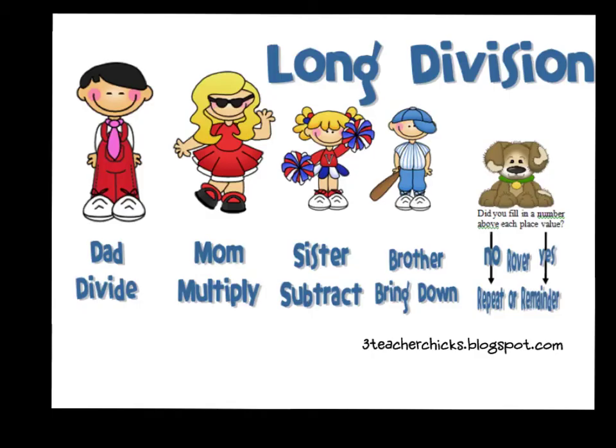A lot of you last year said you learned this about long division. You learned the acronym Dad, Mom, Sister, Brother, which means Dad divide, Mom multiply, Sister subtract, Brother bring down. And then there's Rover at the end, and that's saying if you filled in a number above each place value, then you would have a remainder. Otherwise, if you did not do that, then you have to repeat.